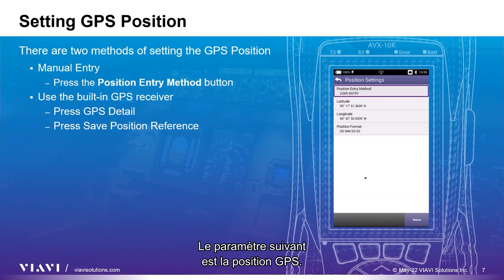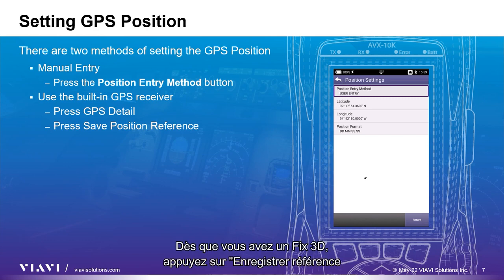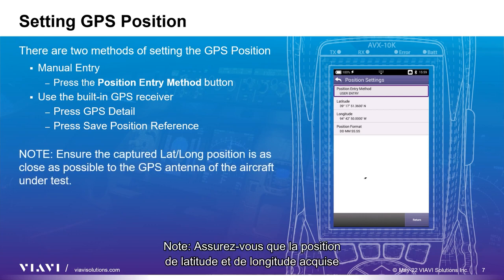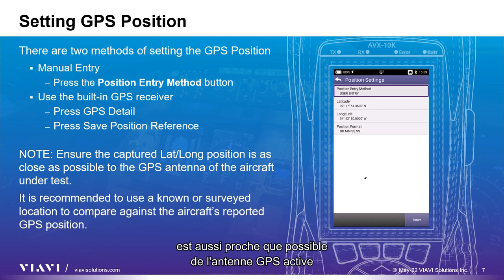The next setting is the GPS position setting. This provides users with two options for setting the GPS test reference location. First, user entry allows users to manually enter the latitude and longitude via the touchscreen. Or, if you have access to the open sky, choose GPSRX, and the AVX-10K internal GPS receiver will automatically set the location. Once you have a 3D fix, select Save Position Reference to transfer the latitude and longitude as your test reference GPS position. Note: please ensure that the latitude and longitude position captured is as close as possible to the aircraft under test active GPS antenna.